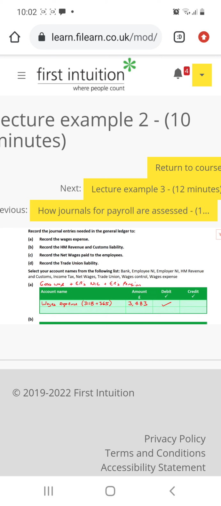So I'm going to debit the wage expense that. So that's what I'm looking at: gross wage plus employer's NIC plus employer's pension. There is no employer's pension here, so fine. It's just the gross wage plus the employer's NIC.